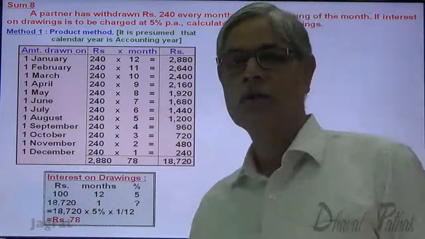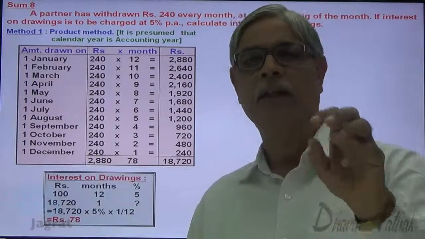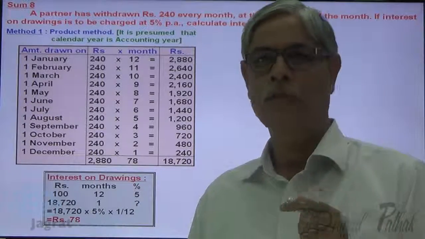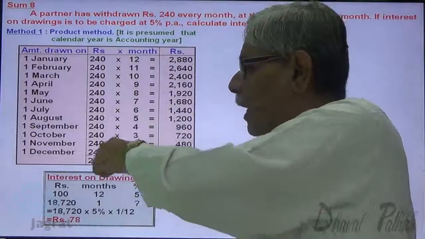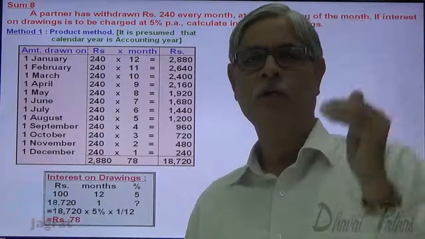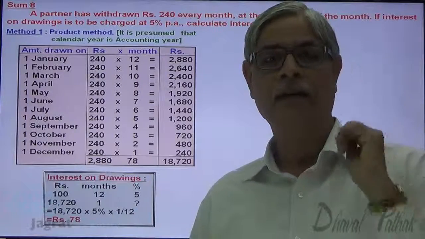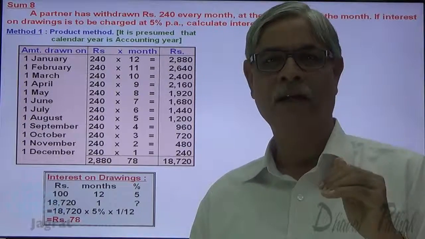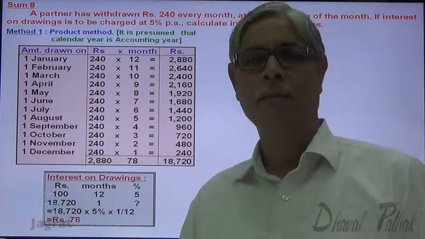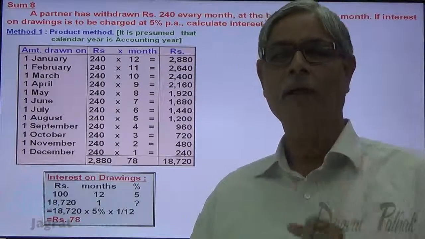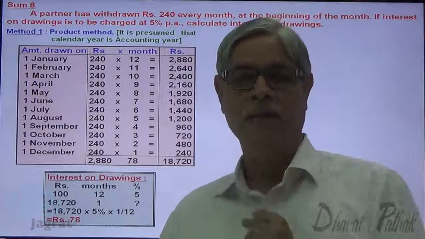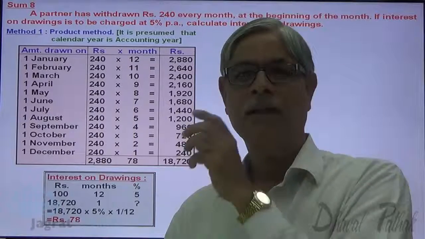Here I have demonstrated the product method for calculating interest on drawings. This method is very useful when the amount drawn at the beginning of every month is different. First month 200, third month 900, 6 months 700. If the withdrawals are in this fashion, you have to solve the sum by product method, and that's why I wanted to give you the idea of product method. I have solved the sum by this method.